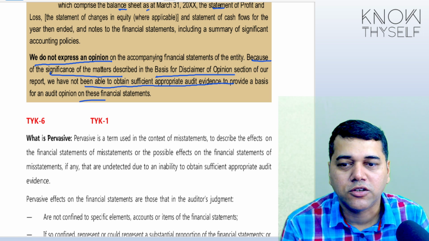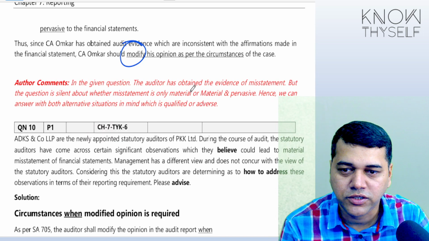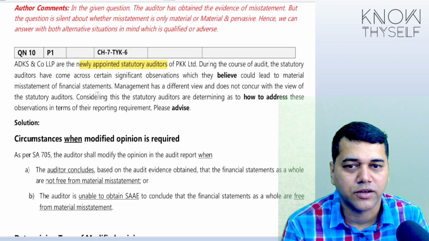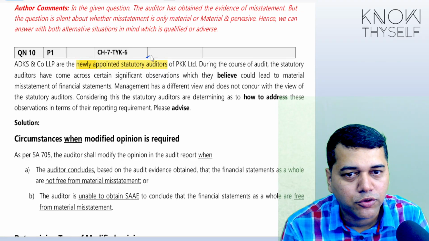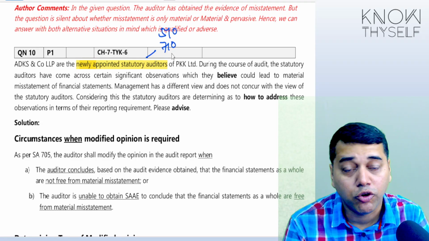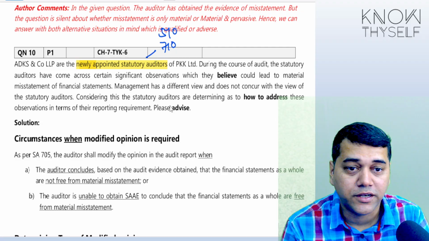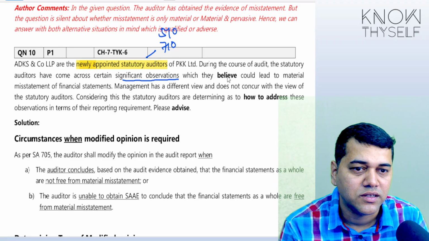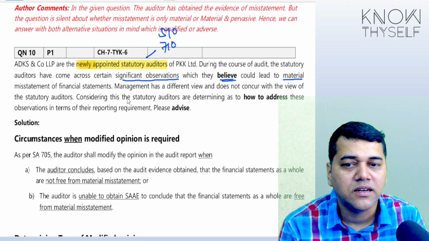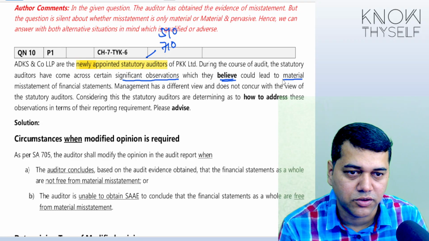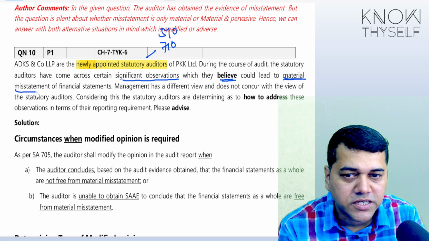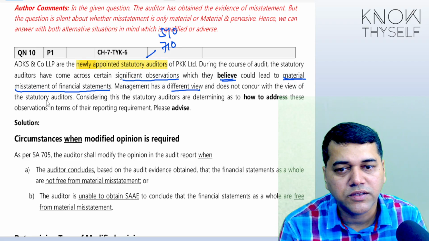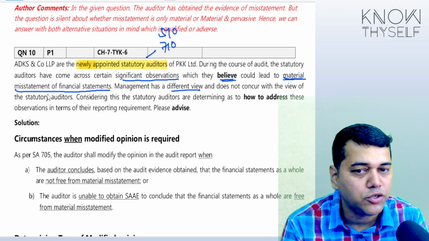Okay. So let us test your knowledge, question 1 of test your knowledge 6. AKDS is a newly appointed statutory auditor. So they are newly appointed, and your mind will take you to SA 710, 510, opening balances, comparatives. During the course, the auditors have come across certain significant observations which they believe could have a material misstatement of the financial statements. The keyword is material misstatement of the financial statements. Management is of a different view and does not concur with the view of the statutory auditor. That means they are not agreeing with you.